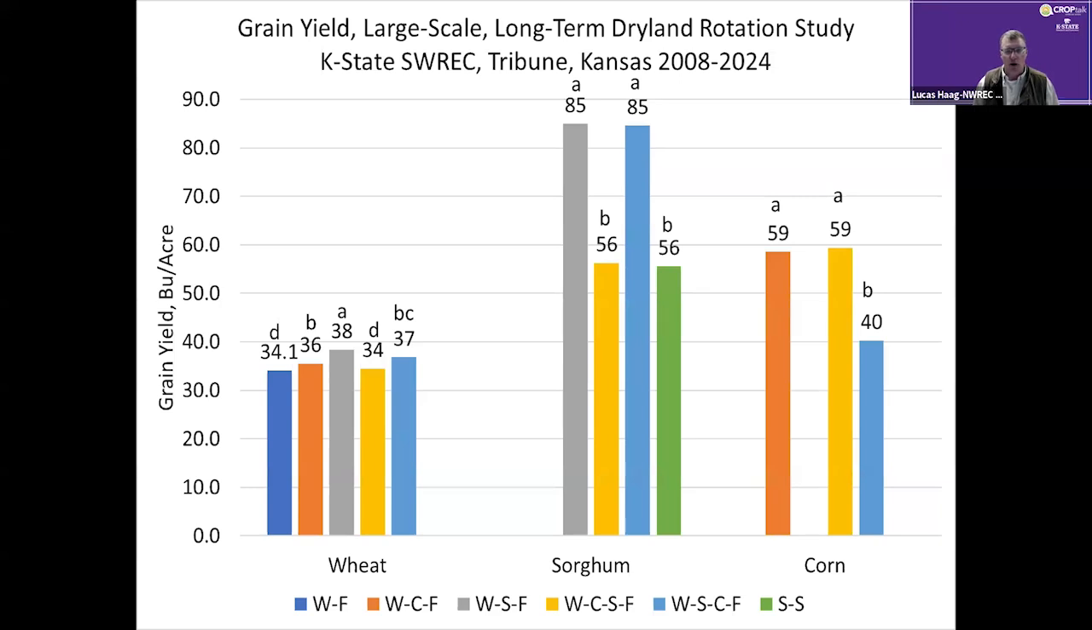Corn, kind of a similar story. As long as that corn's planted into wheat stubble, coming in at just a tick under 60 bushel. Doesn't matter if we follow it up with another sorghum crop. And then corn back into sorghum stalks coming in at 40. So again, this trend shows up anytime we're recropping row crop, coming in at about 2/3 of what that crop makes planted into wheat stubble.